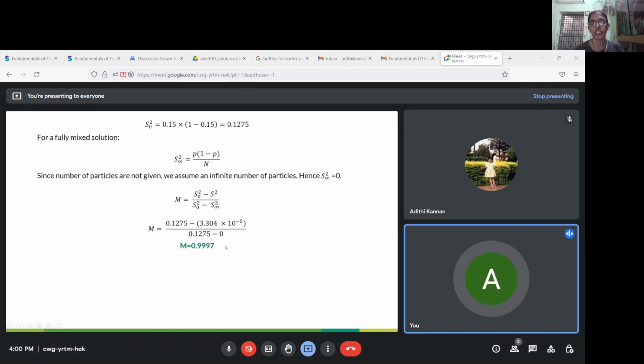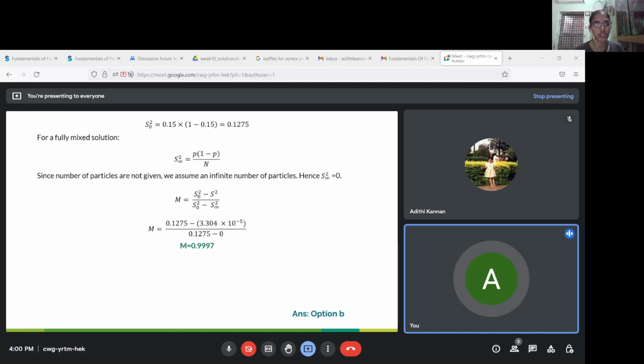As you can see, since M is very close to 1, you can say at time t equal to 10 minutes, your system is very well mixed. So the answer to this question is option B. The closer M is to 1, the better your system is mixed. The closer it is to 0, the more improper the mixing or the more segregated the components are. So the answer to this question is option B.